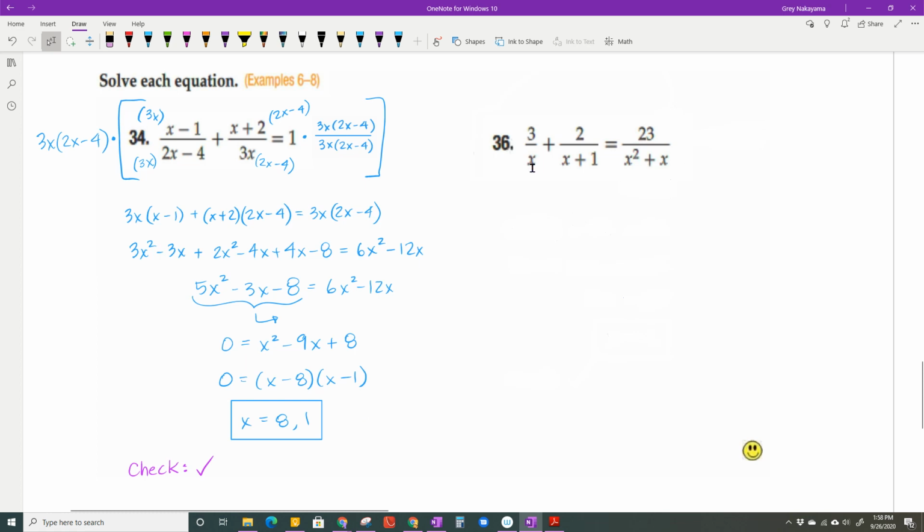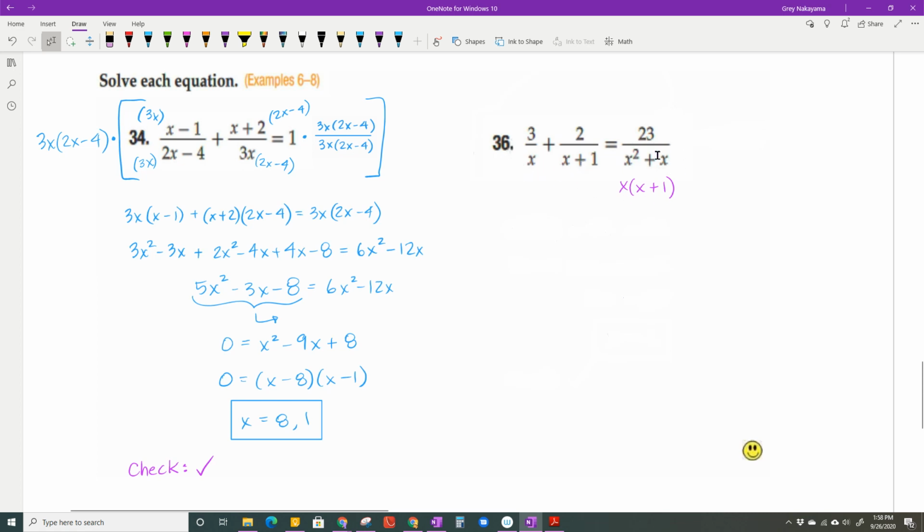3 over x plus 2 over x plus 1 equals 23 over x squared plus x. Okay? If you're not paying attention, you're going to go this times this times this. So I hope you are paying attention and realizing that this last guy factors to x times x plus 1, which is what these two are. So that means I don't have to multiply all 3 of them. I'm only multiplying these 2.